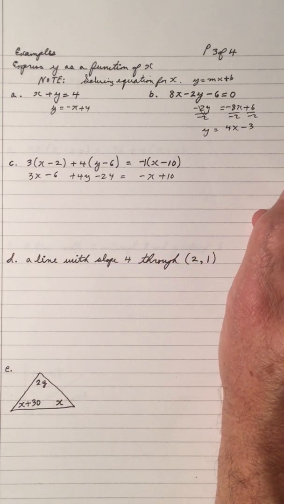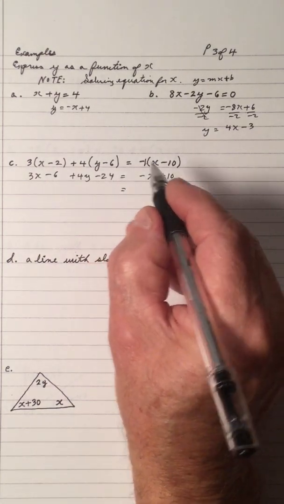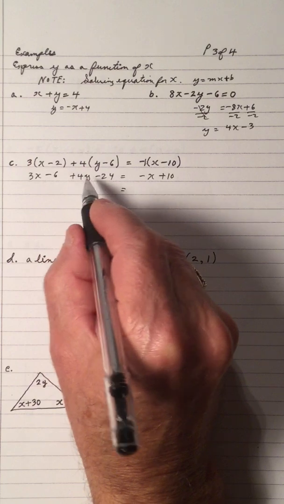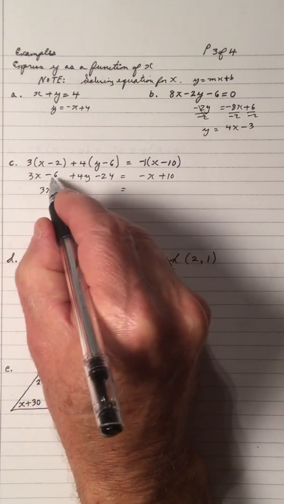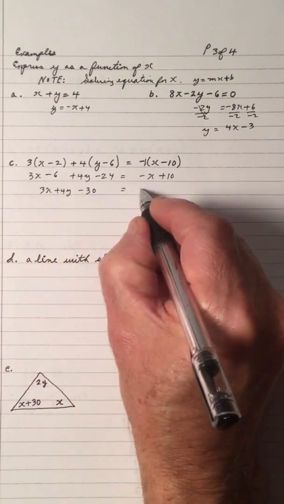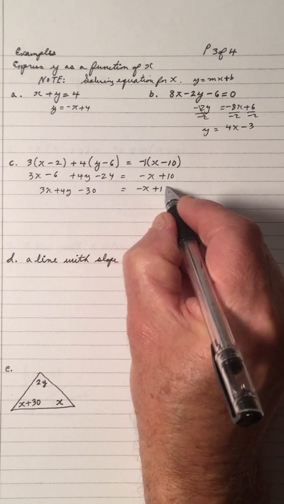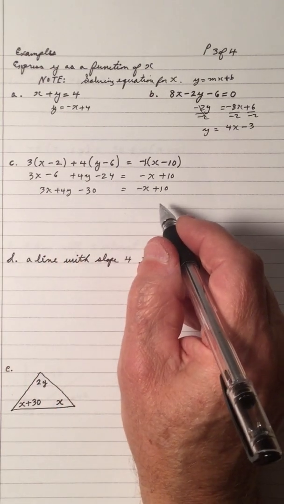Now, when I'm simplifying an equation, I always simplify the left side and the right side. So over on the left side, I have a 3x, 4y, they can't be added, but negative 6 and negative 24 is a negative 30. So if you simplify the left and right side first, there's less to transpose.